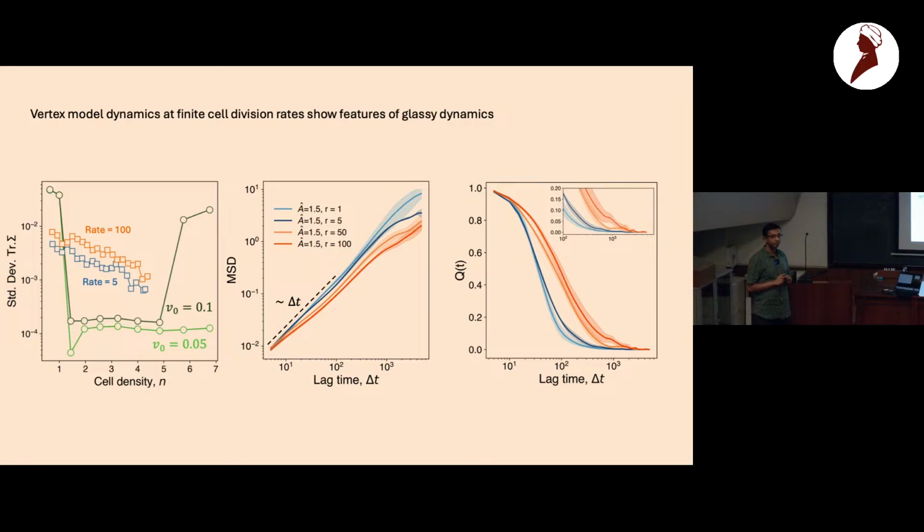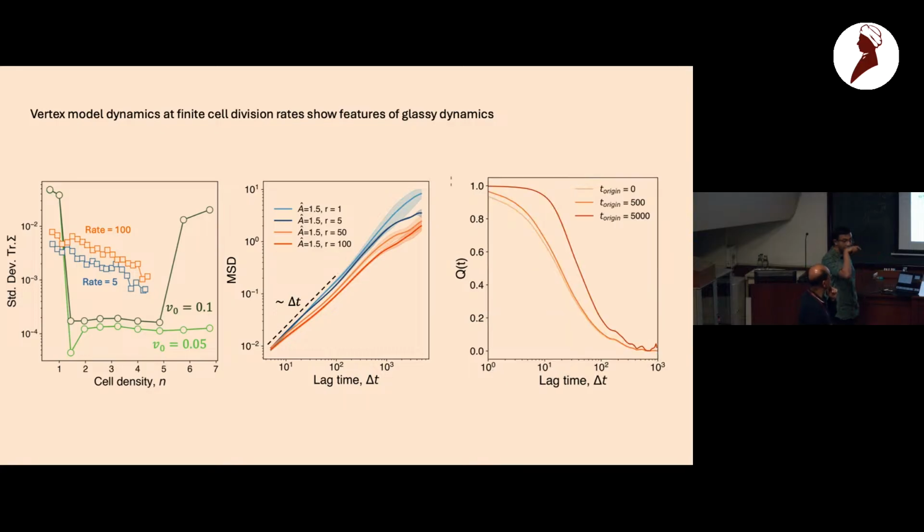Any other question? Does it matter when you start measuring your MSD? Yes, it does matter. At least, for example, the QT matters. I mean, we haven't looked at whether the MSD matters or not, but we definitely have measured the overlap function as well as the intermediate scattering function. They both depend on when you start to measure.